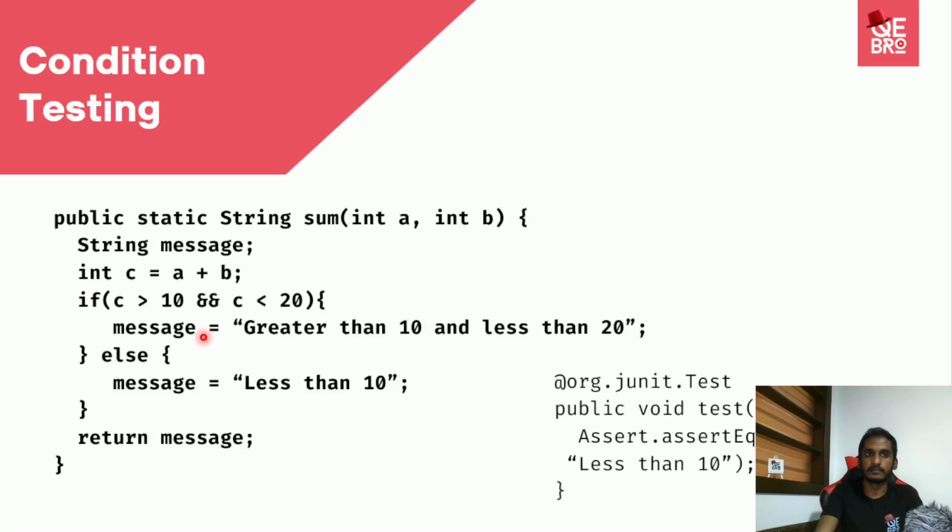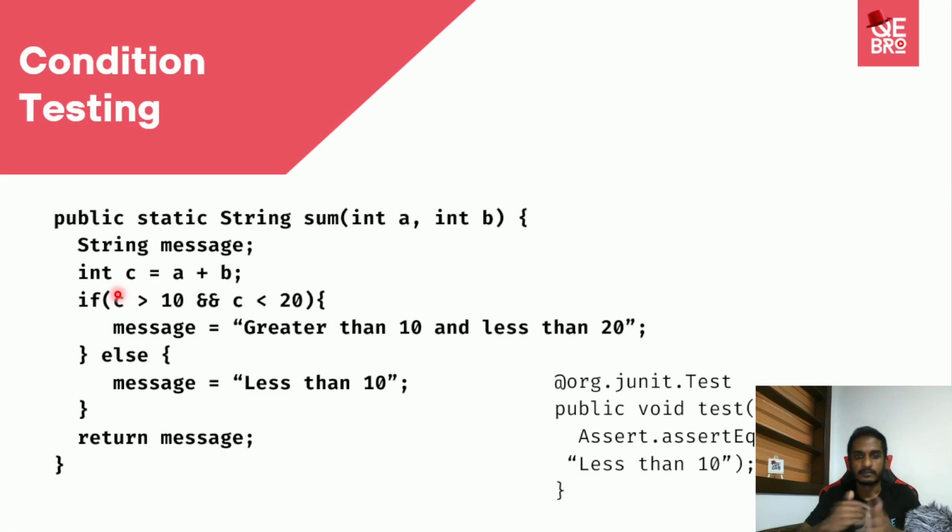Now let's go to the third one, the condition testing. Under conditional coverage, we check the conditional statements or the logical expressions. Here you can see there are two decisions: whether C is greater than 10, and whether C is less than 20. Using the AND operator, we have combined those two decisions. This is a condition statement for a logical expression. These scenarios you need to test as well, so that is where condition testing comes into play.